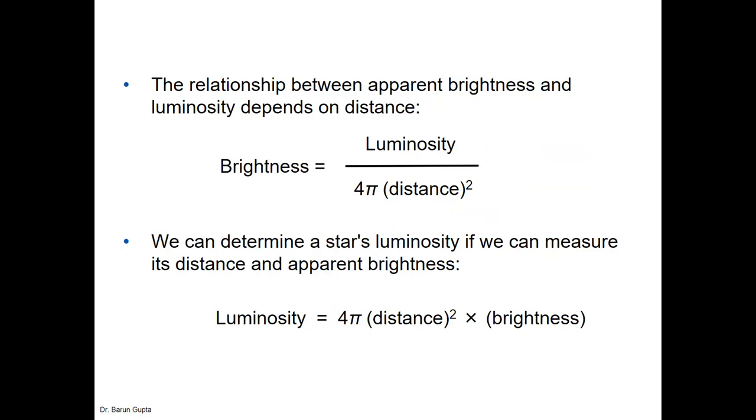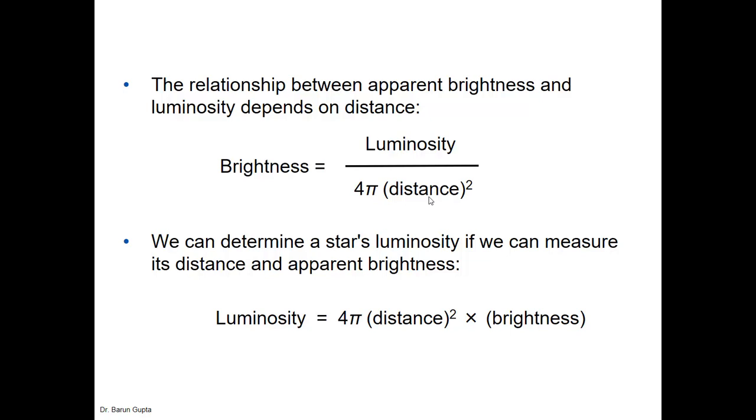Now here I will give the mathematical formula for calculating the brightness. Remember, the luminosity is a constant. It doesn't fluctuate in a day, 2 days, or in a year, 2 years. It takes millions of years to change the luminosity. So for now, we just keep the luminosity constant. So what you see here, the brightness is luminosity divided by 4 pi distance squared.